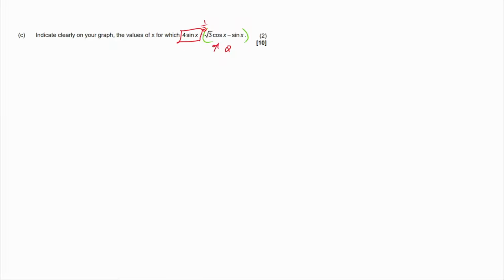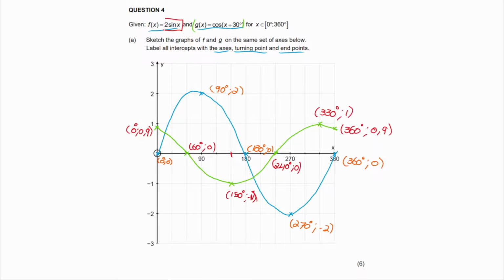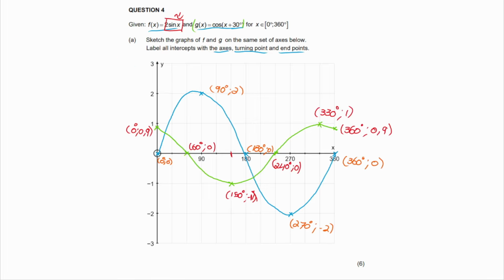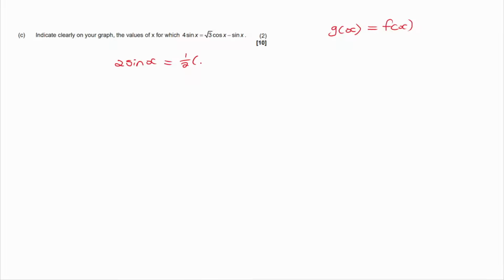And if you think, where did this 4 sine x come from? Because I have 2 sine x. But if you have a look, what do they often ask when they say indicate on your graph? You often have to do something like this when the two functions are equal to each other. Well, I know my f of x is 2 sine x. Here's my f of x, 2 sine x. And I know my g of x is a half root 3 cos x minus sine x. So can you see what they did here? To get rid of this half, they just times both sides by 2.